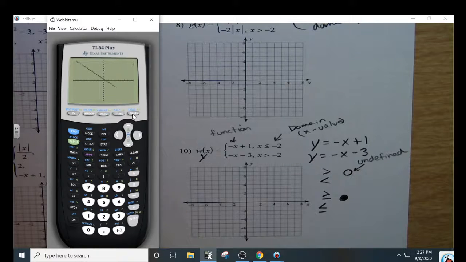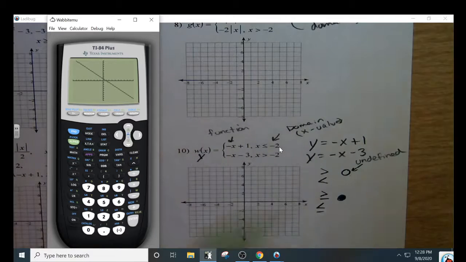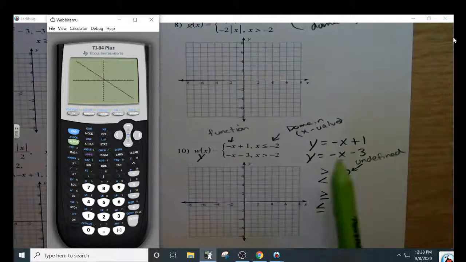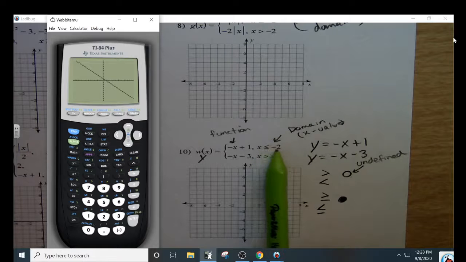And you're going to graph it. Okay? Now, guys, notice, we're not just going to graph negative x plus 1 like we normally do because it's got a restricted domain. What it wants you to do, your function is negative x plus 1 when x values are less than or equal to negative 2.